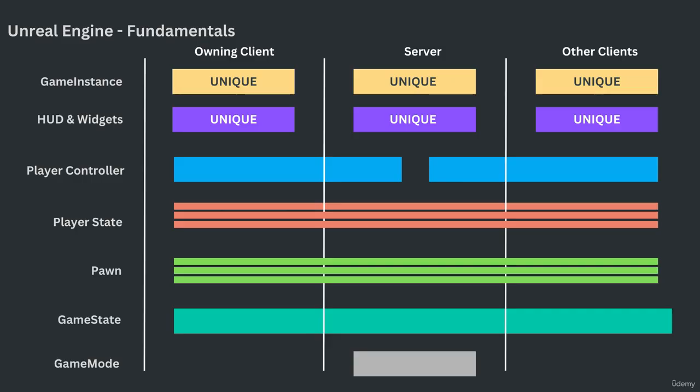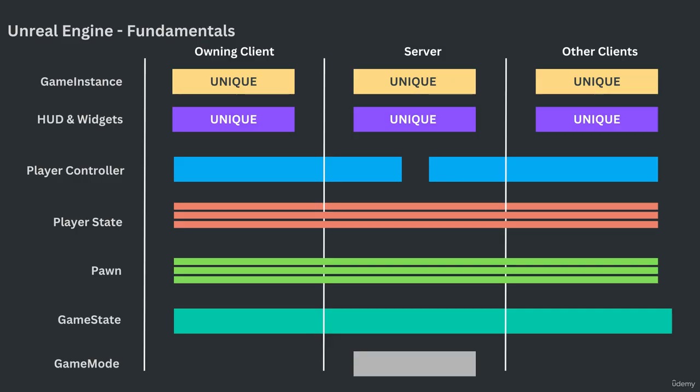Player controller. Each client has one player controller which exists both on the owning client and the server. It is not available in other clients. The main purpose of the player controller is to send the player input to control the pawn or the character. For pawns which are bots, there is a separate AI controller. Controller is the parent for both the player controller and the AI controller.